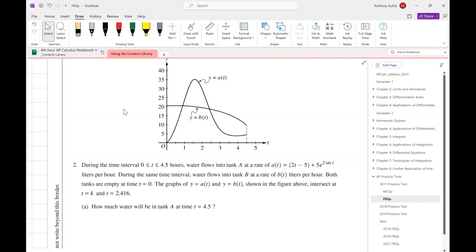All right. Question 2. During the time interval from 0 to 4.5, water flows into tank A at a rate of A of t equals, and so on. During the same time interval, water flows into tank B at a rate given by B of t. Both tanks are empty at time t equals 0. The graphs of A of t and B of t are shown in the figure above. They intersect at the points t equals k and t equals 2.41. How much water will be in tank A at t equals 4.5?